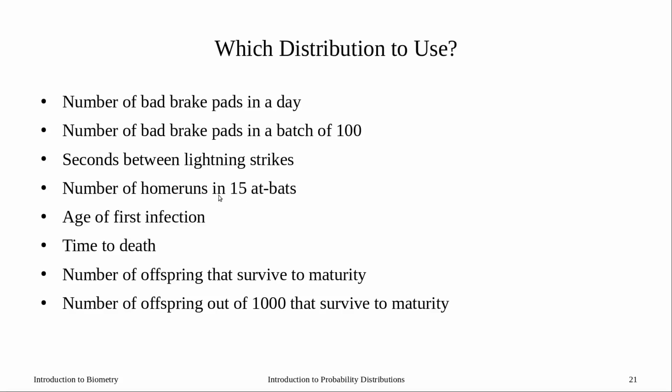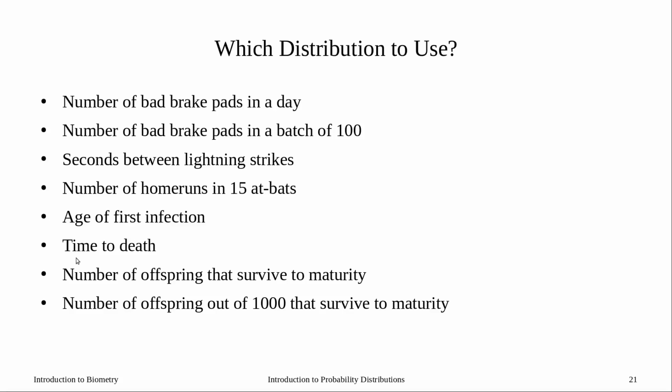Number of home runs in 15 at bats. Binomial. We have an out of. We can have 0. We can have 15. We can't have more than that because it's out of 15 at bats. Age of first infection. Again, this is a Poisson. This is a time to event. You might never get the infection, so it's infinite age, or you can get it very early in life.